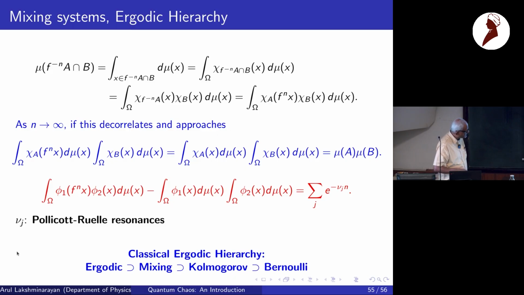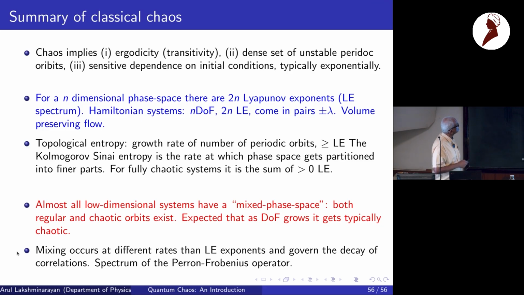Kolmogorov is where these correlation functions are decaying exponentially. Correlation functions can decay algebraically, and it will still be called mixing, but if it is decaying exponentially, it's called Kolmogorov. So an example like the cat map is a K system. Bernoulli is when there's no memory at all, like a Bernoulli process. So the Baker's map is an example, and I believe some of the billiards are also proven to be Bernoulli systems. So this is an ergodic hierarchy: Bernoulli are Kolmogorov, Kolmogorov are mixing, mixing are ergodic. Okay, so that's a summary of classical ideas.